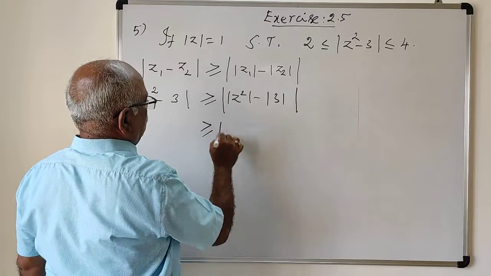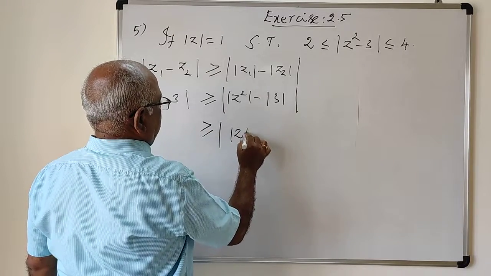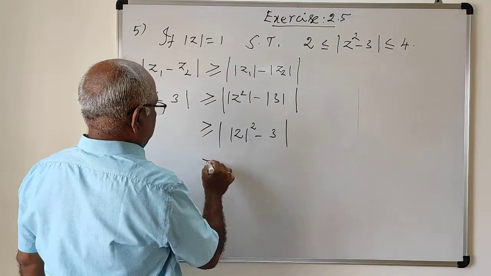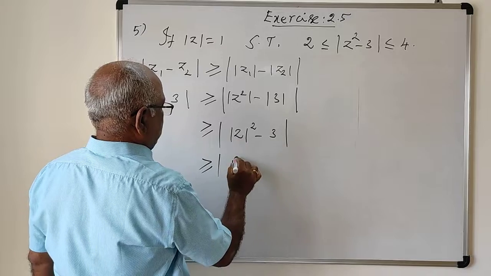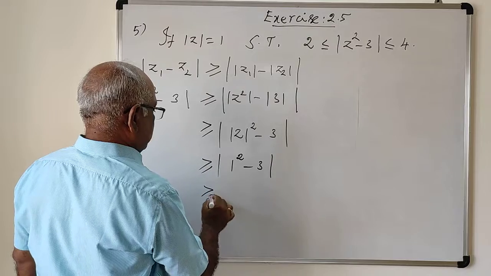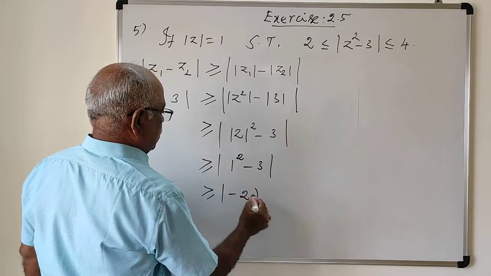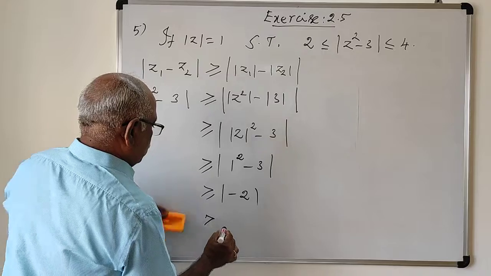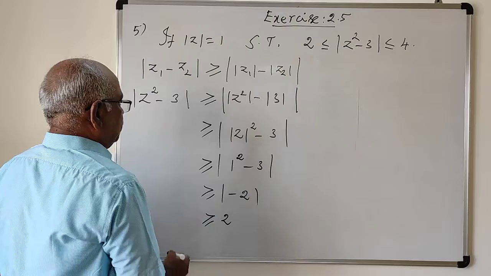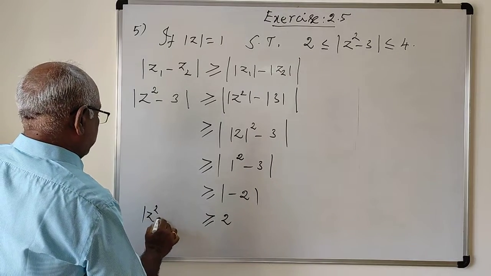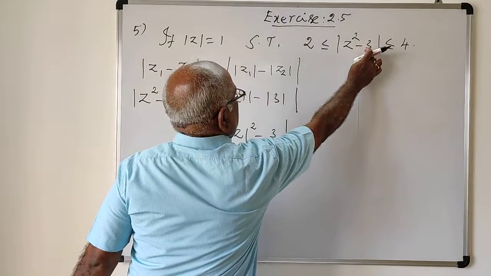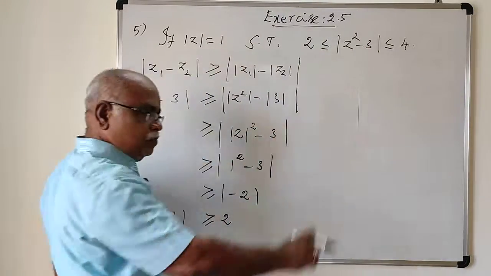This is again greater than or equal to modulus of mod z the whole square minus modulus of 3, which is again greater than or equal to modulus of z square; modulus of z is 1, so 1 square minus 3. 1 square is 1, 1 minus 3 is minus 2. Modulus value is 2, which is greater than or equal to 2. So modulus of z square minus 3 is greater than or equal to 2.